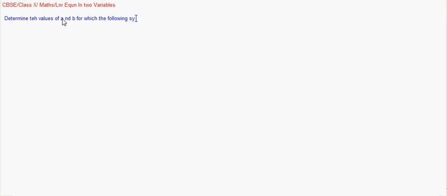Which the following system of linear equations, all short forms, to just note down the question quickly and get into the solution. Determine the, oh, I made a spelling mistake here, kindly ignore that. The values of A and B for which the following system of linear equations has infinitely many solutions. Infinitely many solutions is a case where A1 by A2 equals B1 by B2 equals C1 by C2.